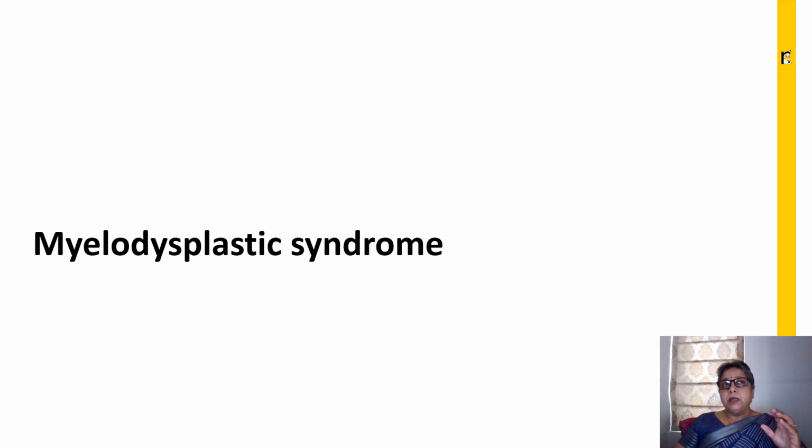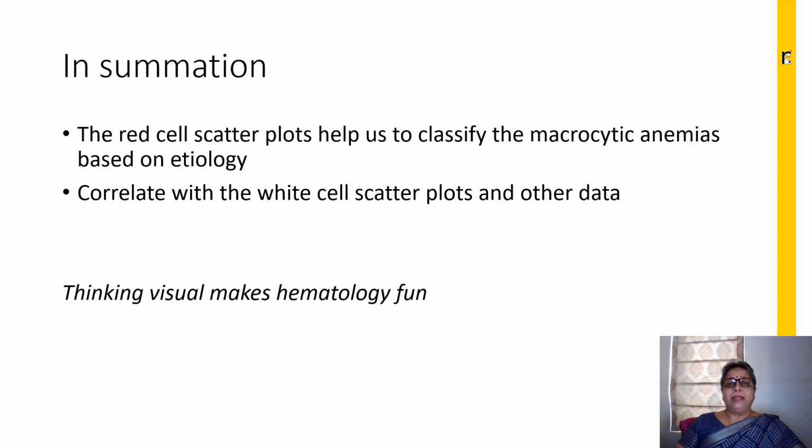So we've looked at the scatters and we've learned to differentiate to a reasonable extent the various causes that could lead to macrocytosis. If I would summate, the red cell scatter plots help us to classify the macrocytic anemias based on the etiology to a reasonable extent. Definitely, we are much better informed by looking at the scatter as to what could be the cause of the macrocytosis in that particular patient.